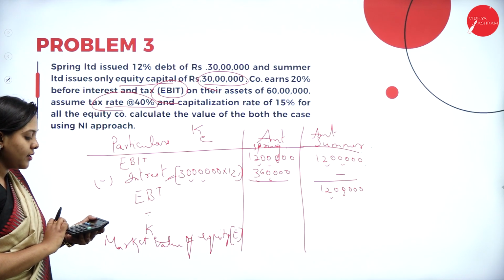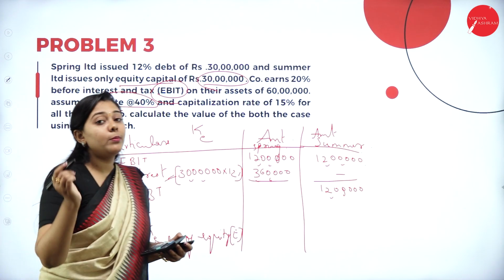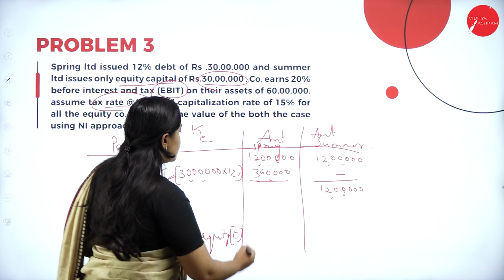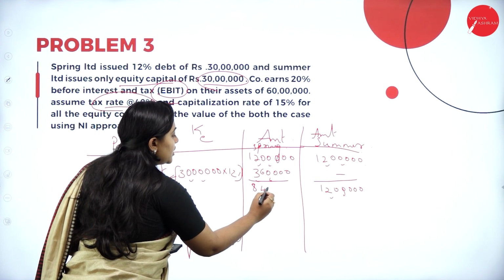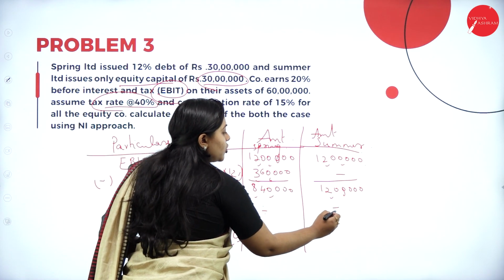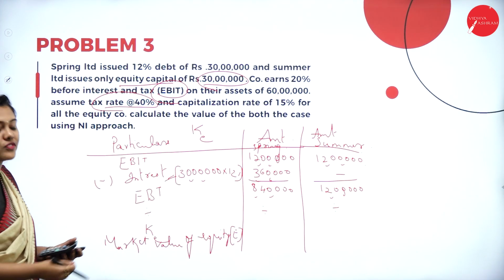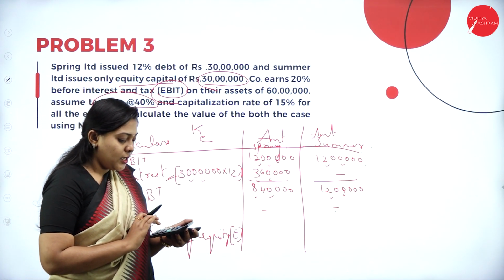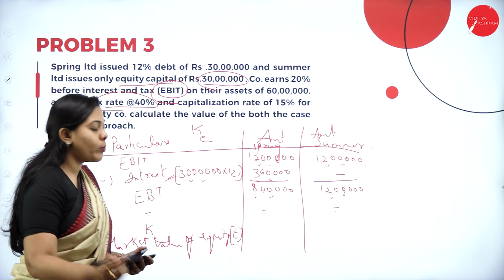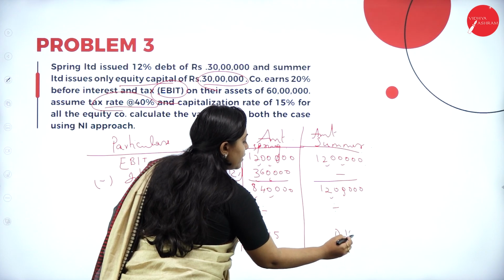So 12 lakh minus 3,60,000, it will be 8,40,000. So 8,40,000 is your EBT. So let's divide by your equity capitalization rate. What is equity capitalization rate? 15%. So 15 divided by 100, it will be 0.15.